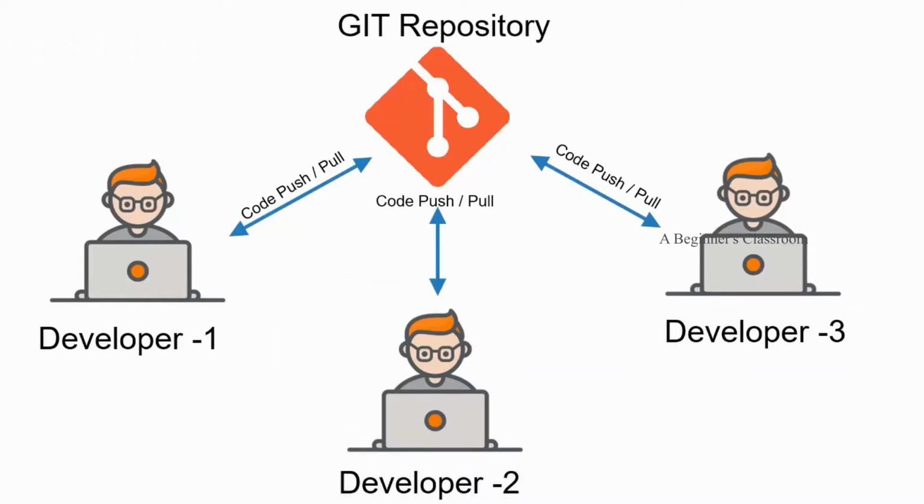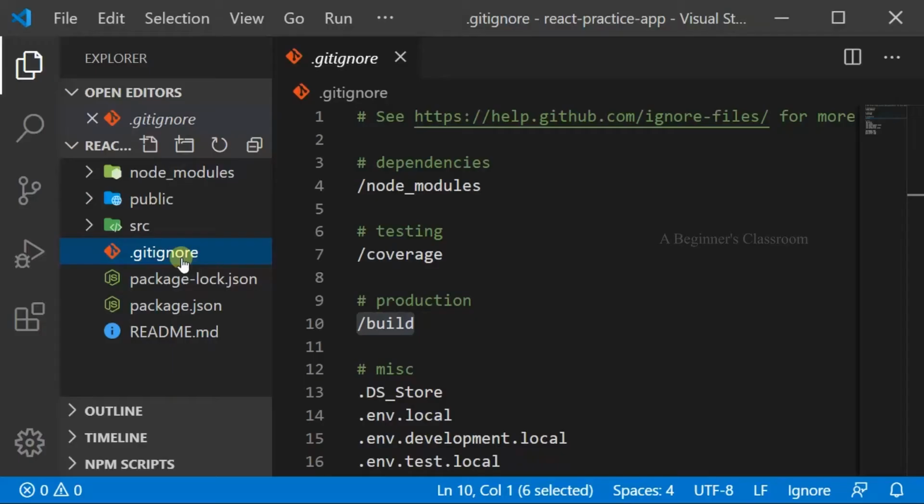Git is a distributed version control system, which means whenever multiple developers are working on the same project, there will be a common repository where they can push their code changes and also pull the others' changes. Also, all these changes can be tracked using Git. This is just an overview, guys. If you want to know more about Git, please let us know in the comments. We will try to make a separate video on this.